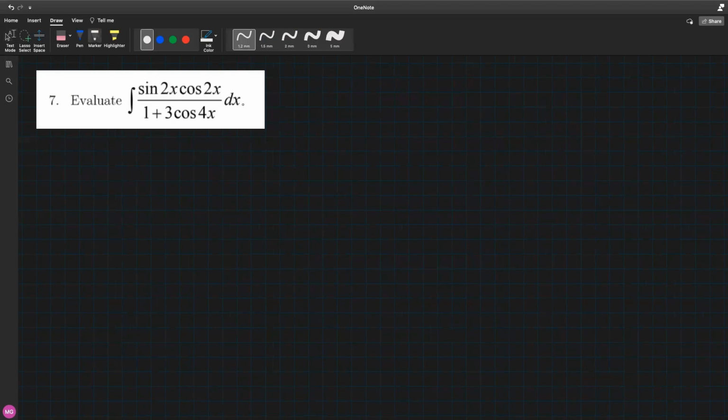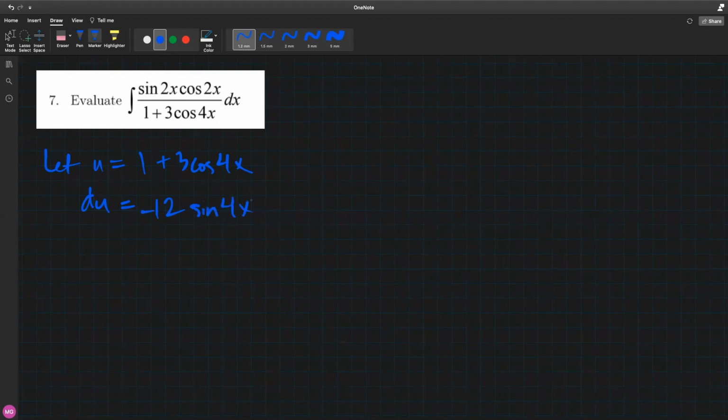Next, we have evaluate sine 2x cosine 2x over 1 plus 3 cosine 4x dx. So let's see what will happen if we set our u here into the denominator. Let's set our u as 1 plus 3 cosine 4x and let our du be 12. The derivative of cosine x is negative sine x. So that would be negative 12 sine 4x. But don't forget our dx.